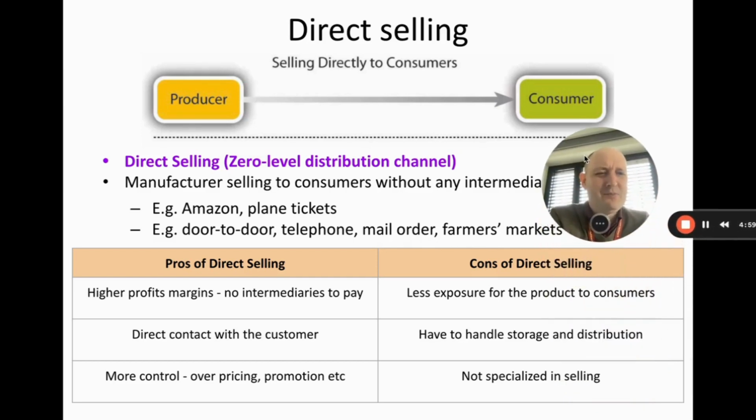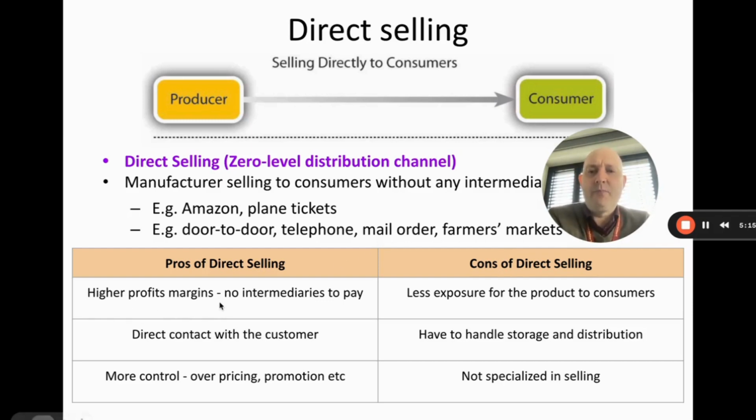I'd never seen one of these before, but I live near a farm and I can go to this milk dispenser and get fresh milk straight from the farm. And they have this thing, you put in a few euros and then you get your milk there. So we'll go through the pros and cons of direct selling pretty quickly.